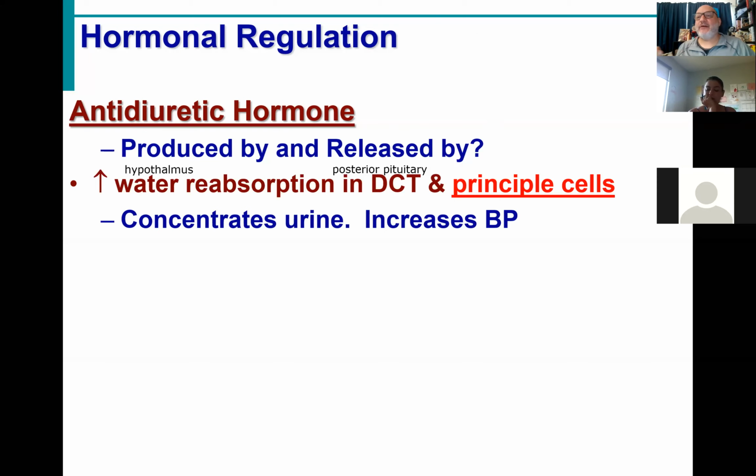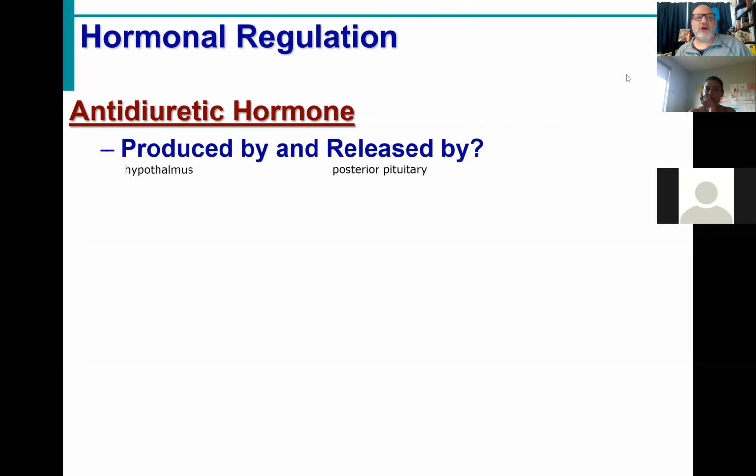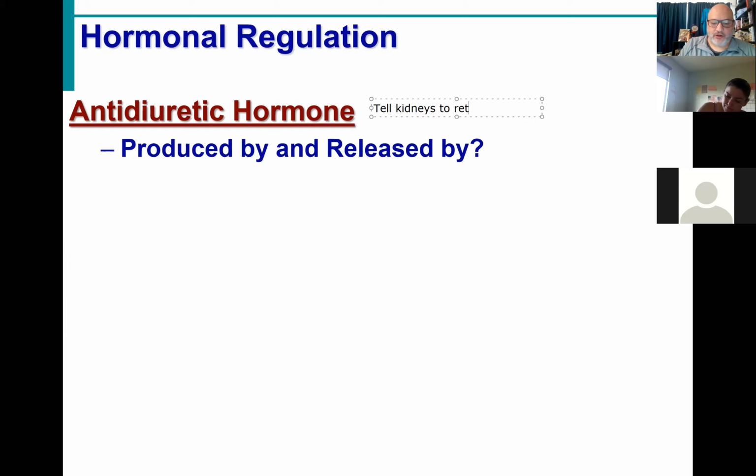And what we know about it, let's actually go back for a second. What we know about antidiuretic hormone is, as we've talked about, how it tells the kidneys to retain more water. And at the time, we talked about how that will increase blood volume. And of course, if you increase blood volume, you increase blood pressure.